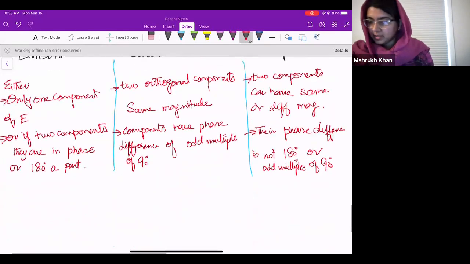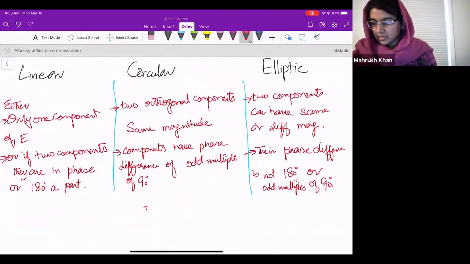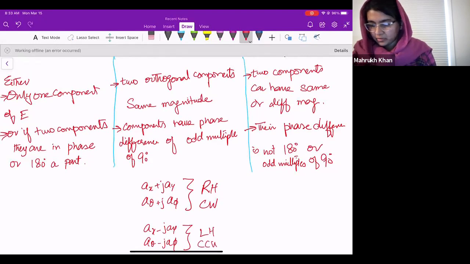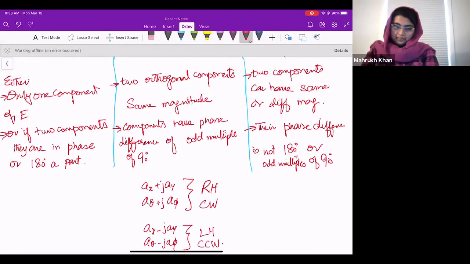Another thing I want to write is that ax plus j ay, a theta plus j a phi, are all written as right hand or clockwise. And ax minus j ay, or a theta minus j a phi, are termed as left hand or counterclockwise. This is a convention they are using.